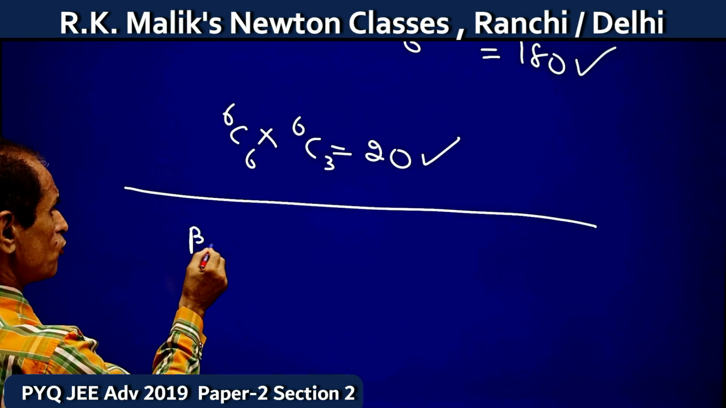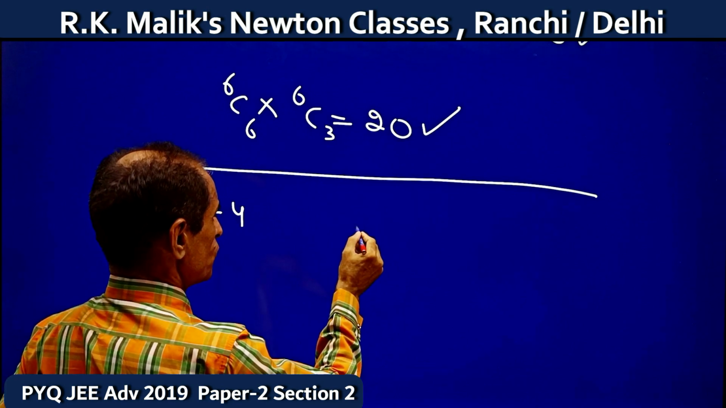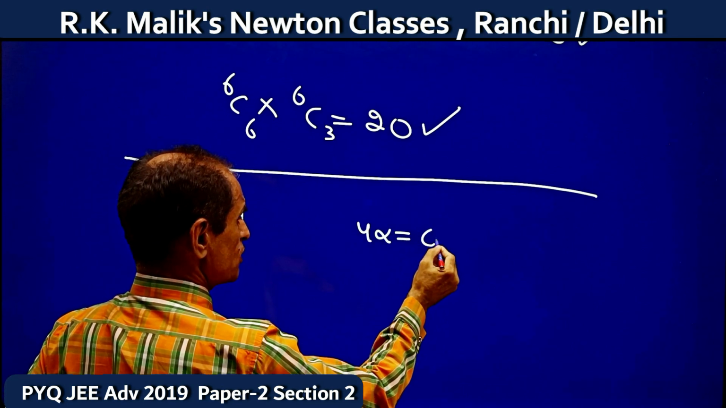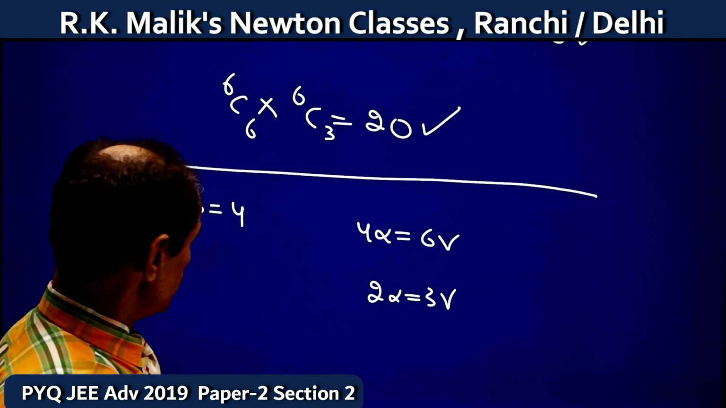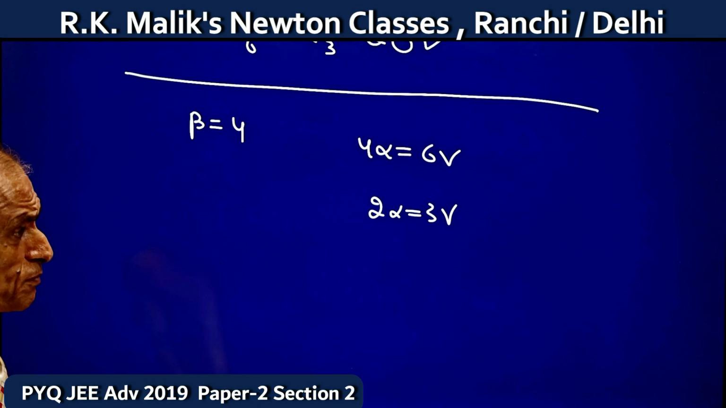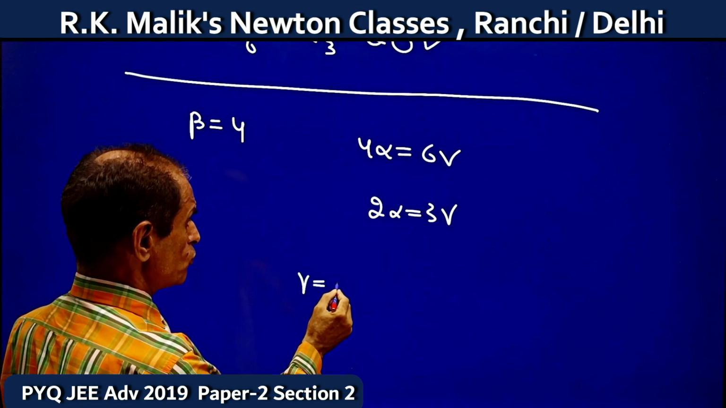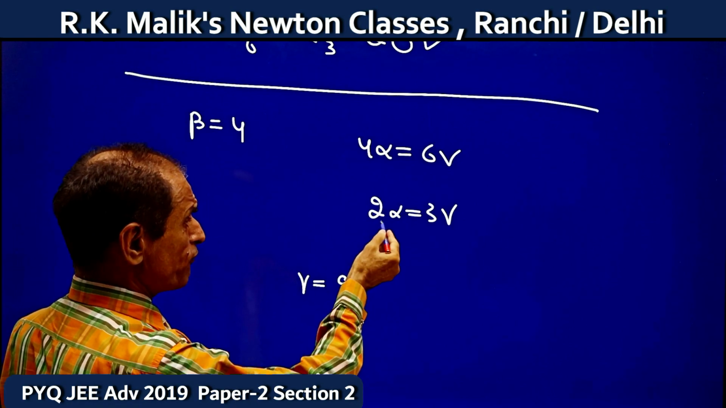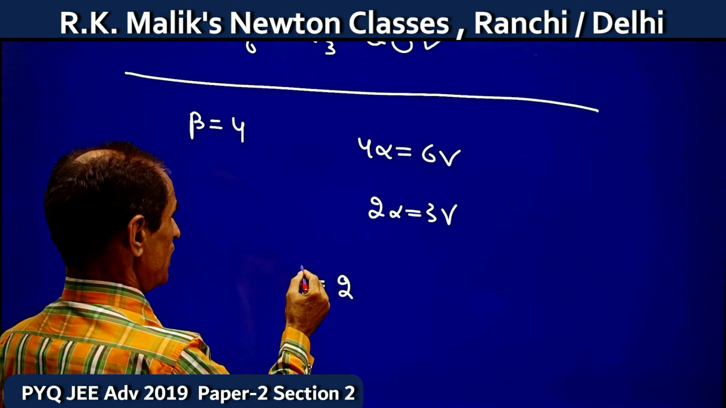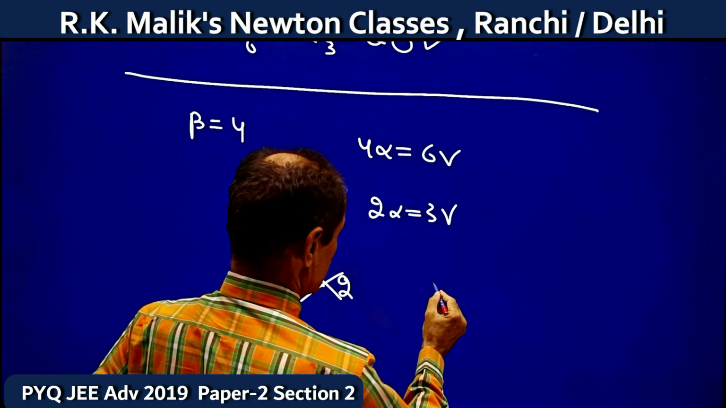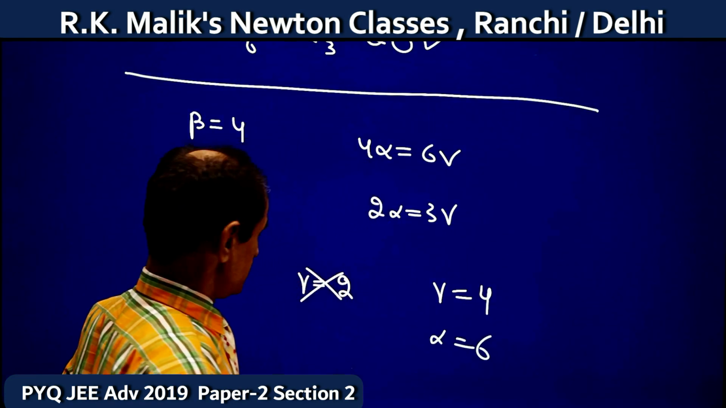If I take beta equal to 4, then alpha beta equal to 6 gamma will mean 4 alpha equal to 6 gamma, that is 2 alpha equal to 3 gamma. And in this case, obviously gamma must be an even number. If I take gamma equal to 2, then alpha will become 3, which is not possible because beta is 4. Hence, rejecting this case, I take the value of gamma as 4. Then alpha will become 6.